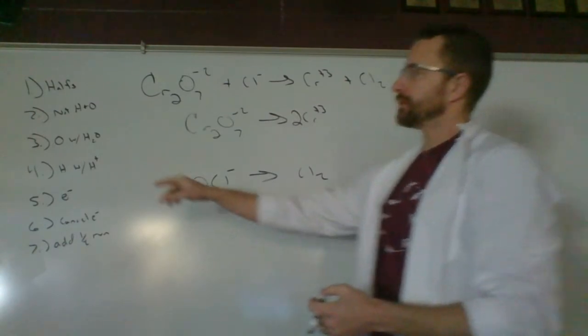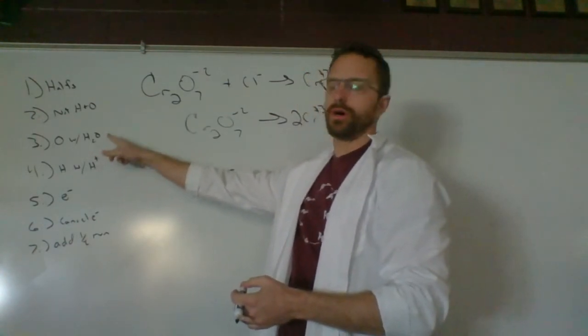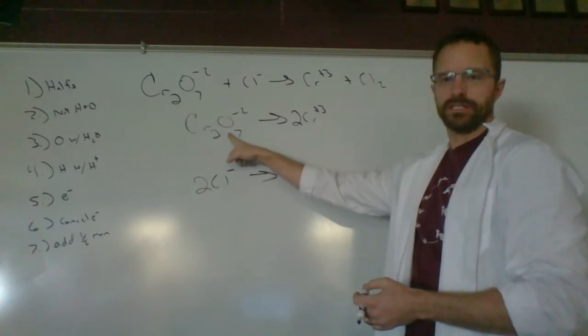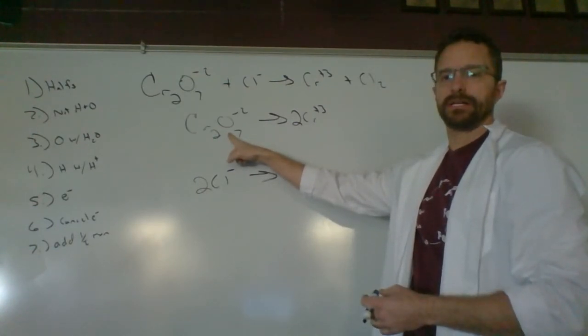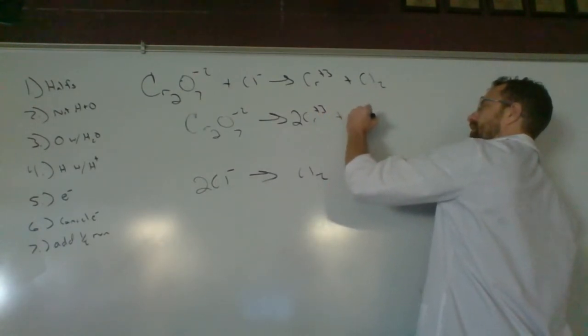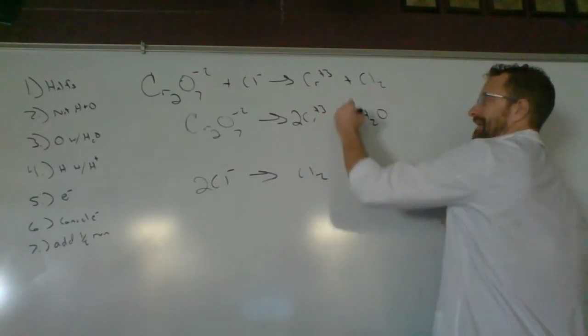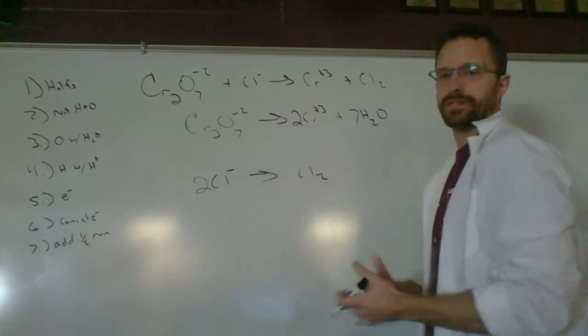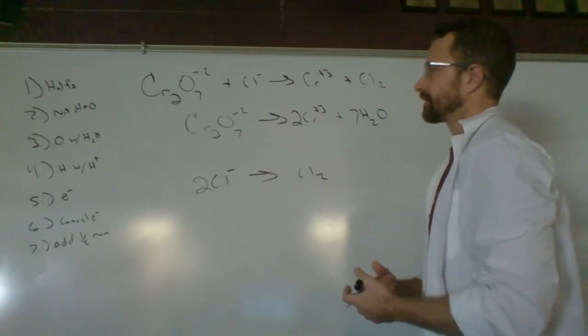Now I come through and I balance my oxygens with water. So I find my oxygens and I say, well, I've got 7 oxygens here. How can I balance that out? Where do I need to put what? I need to put water right here, and I need to put 7 of them there. That's a bunch, right? Well, there's 7 oxygens. I've got to balance those 7 oxygens out. They went somewhere, right? So they're going to go into water.